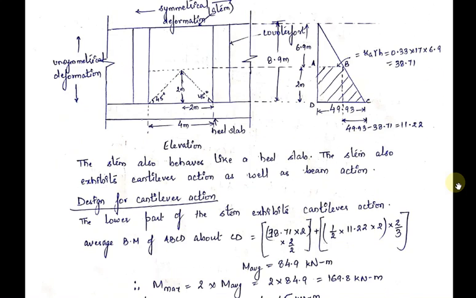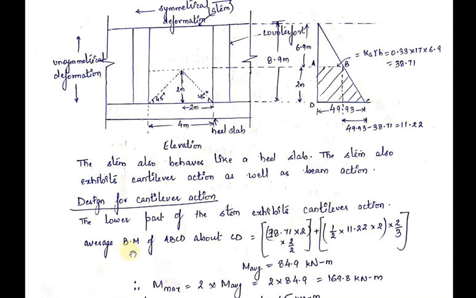So now we will continue with the calculations. Just like we did the calculations in the design of the heel slab, we will continue with the same procedure in the design of the stem also. So first we will find out the average bending moment of ABCD. If you see this part ABCD, this much load is acting on this strip of 2 meter width. So the average bending moment of ABCD about CD. We will find the bending moment about CD because the maximum bending moment will be at the base of the stem, and that's why we are finding the bending moment at the base, that is CD.